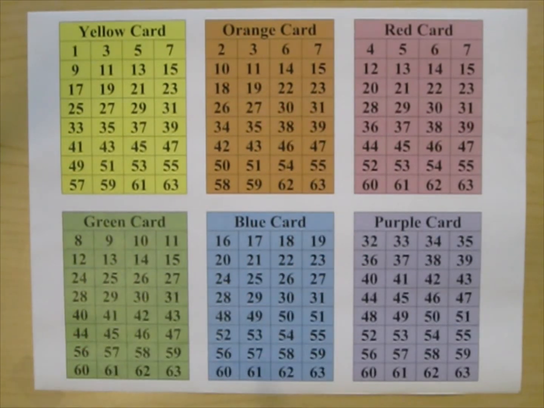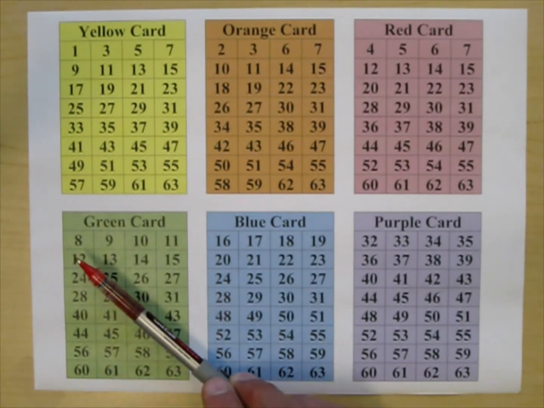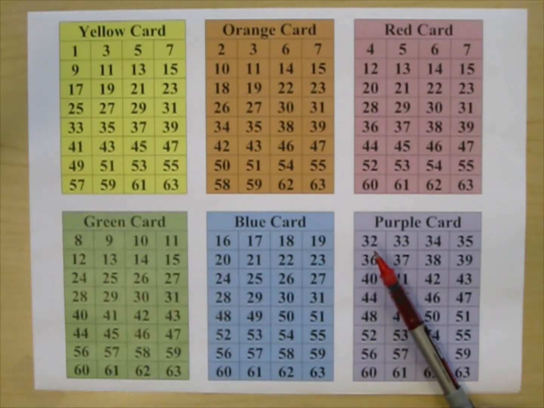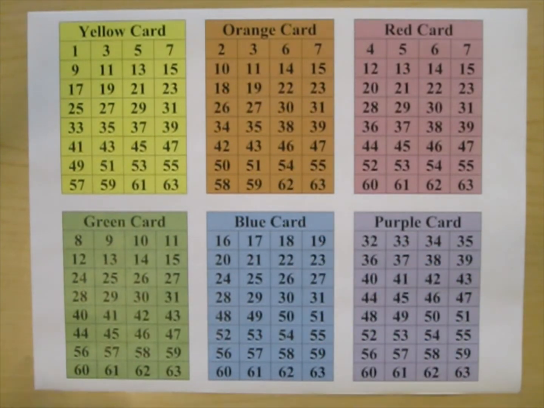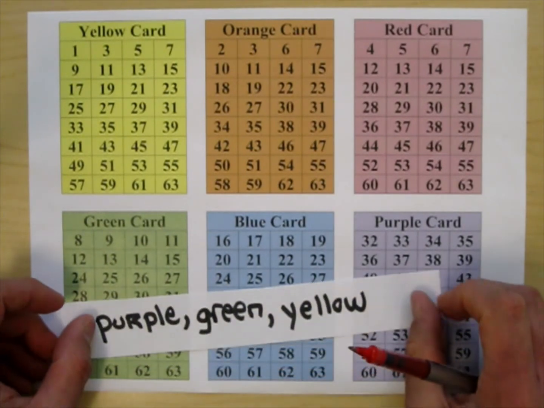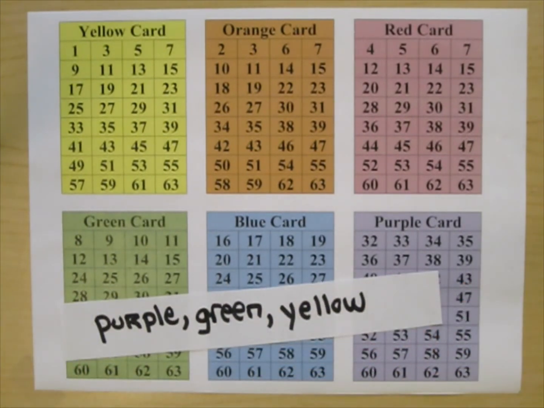So I'm going to see if you can do this. I'll try not to cover up the top left number because those are the ones you're adding. So I have picked a number that is only on these cards here, purple, green, yellow. So I would like you to tell me what that number is, and you should be able to do it pretty quickly. You're adding some numbers together.